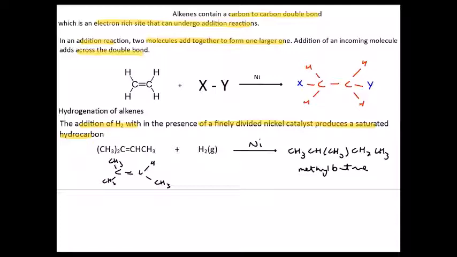This one is a semi-structural formula, so it might be a little hard to understand until you see the animation. Got it? If you rewrite it instead of as a condensed formula, you write it out like that: here's a double bond, and then here's your CH3, CH3, CH3. So it's a little bit different. Now let's look at the animation of how this works.